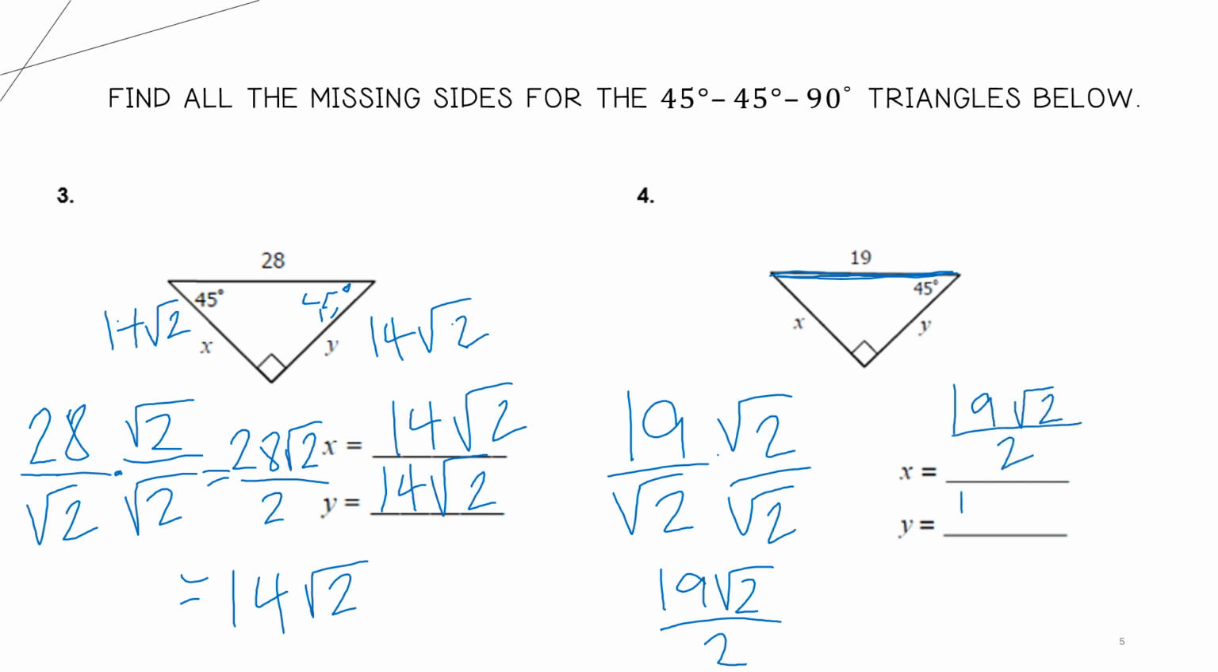And that's going to be both x and y because the legs are the same, since this is an isosceles triangle. So to recap, in a 45, 45, 90 degree triangle, the legs are the same. And then to find the hypotenuse, you multiply by the square root of 2. If you have the hypotenuse, you will divide by the square root of 2 to find the legs.